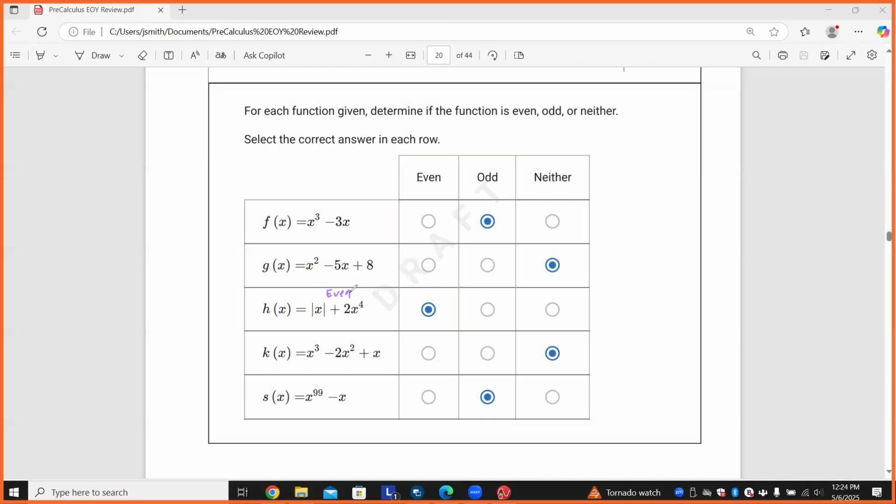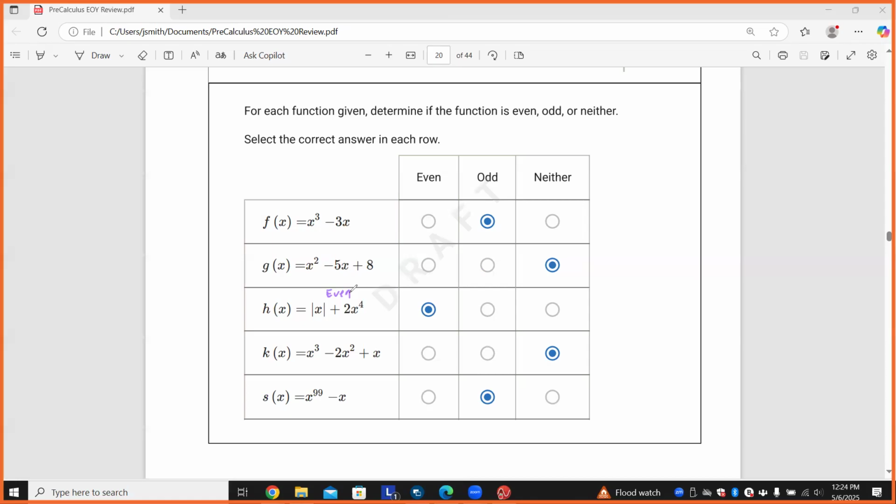If we look at the next one, I get 3, 2. What exponent's there again? 1. So I get 3, 2, 1. Are they all even or all odd? Neither. I got two odds and an even, so it's a neither function. Next, 99. What exponents are there again? 99 and 1. Are they both even or both odd? They're both odd, so it's an odd function.